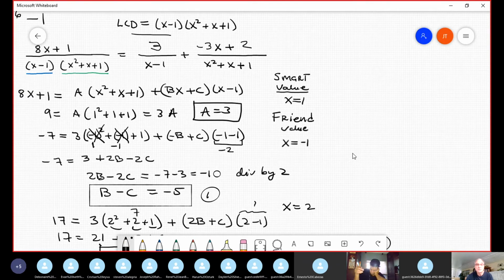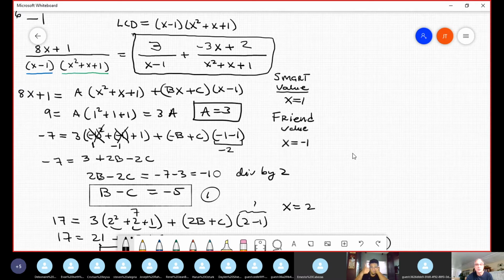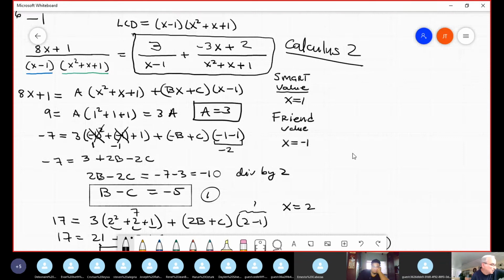That is the final answer. Ready to apply calculus. Now, in this moment, start calculus. Okay? Very good or no? Any question? No question. Let's move on to another topic, because I am bored of partial fraction decomposition.